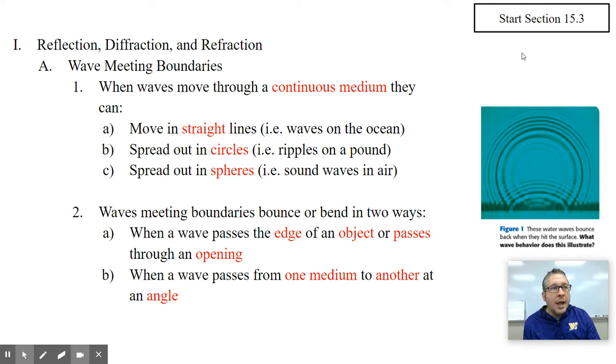That's for you. Anyway, when waves move through a continuous medium, they can either move in straight lines, much like what we see in the ocean. When waves are moving in the ocean, they all look like they're in a straight line. They can spread out in circles. If you throw a pebble into a pond, you see that where that pebble lands, those ripples go out into circles. And then the spheres are reserved for sound waves in air.